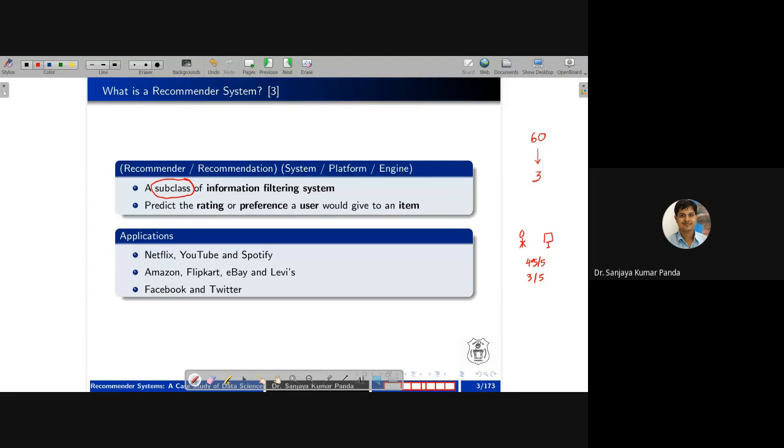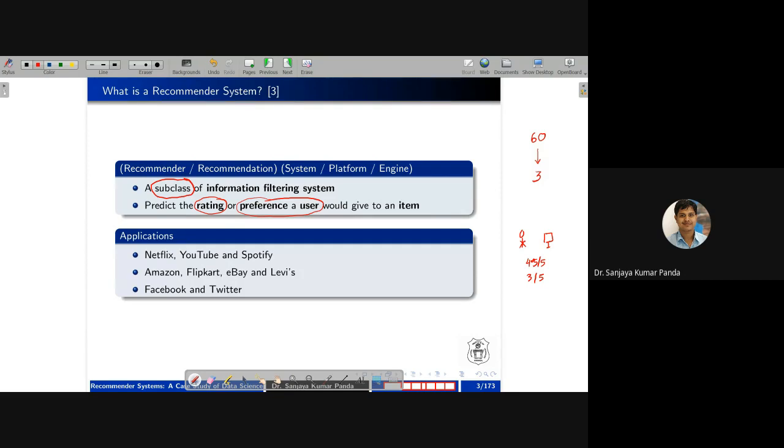Such a prediction we have to make, not only for the purchased item but also for unpurchased items, based upon the historical data or the items already purchased by the user. I want to see what other items the user may be interested in. So we are predicting the rating, and also looking at the preference a user would give to a particular item. Here, item does not mean only a product. It may be a book, a movie, or anything that we consider an item.